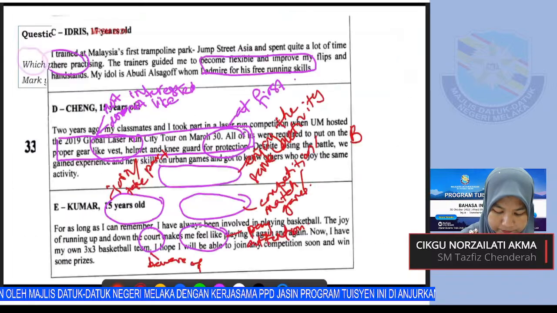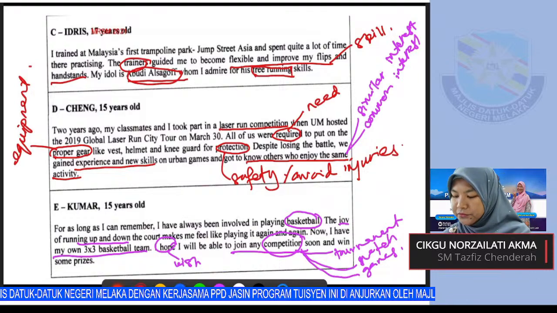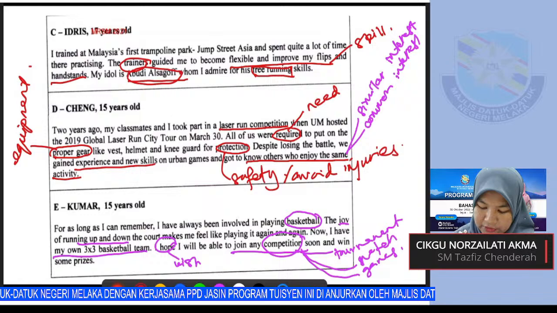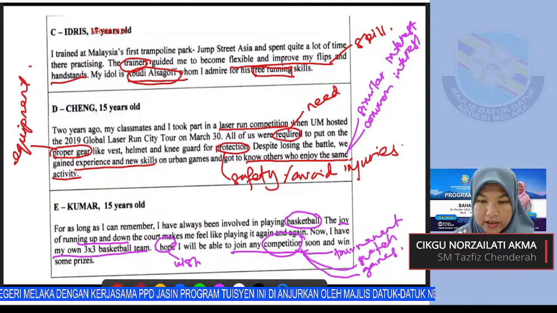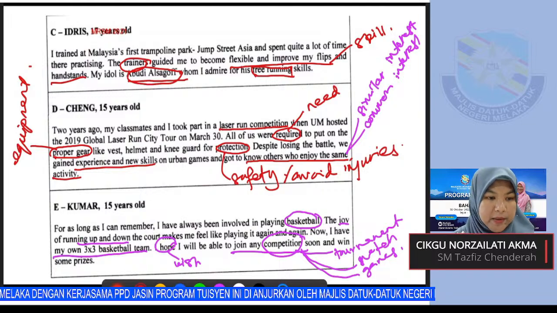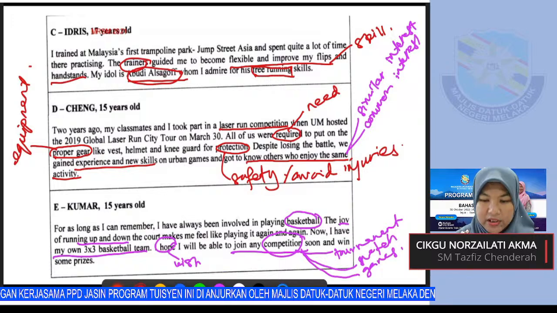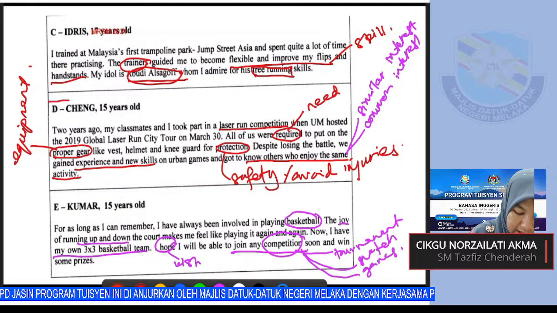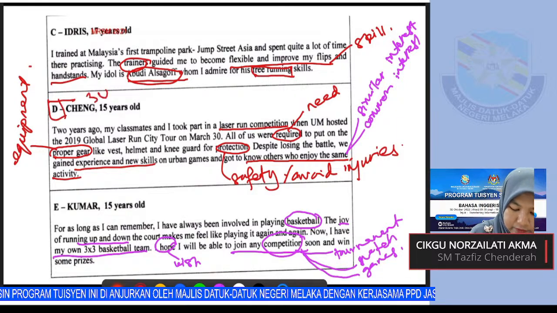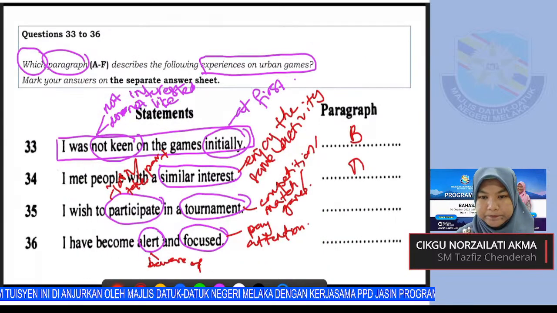Sorry. Okay. For question 34, which paragraph here shows or has the words similar interest or enjoy the same activity? I think you can clearly see it because I have written here. For question 34, I met people with similar interest. It is Chang. Okay, D, paragraph D, question 34. So write D here.